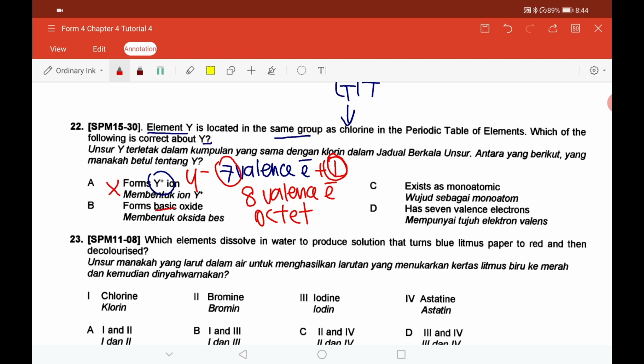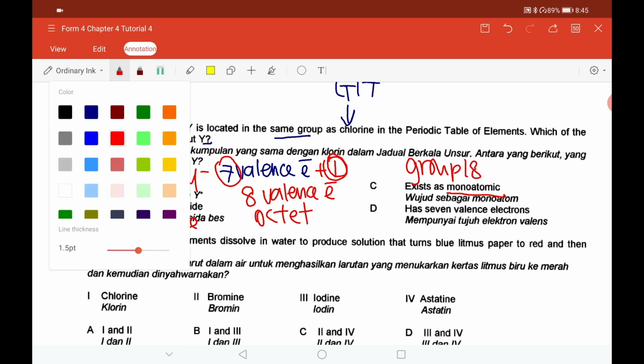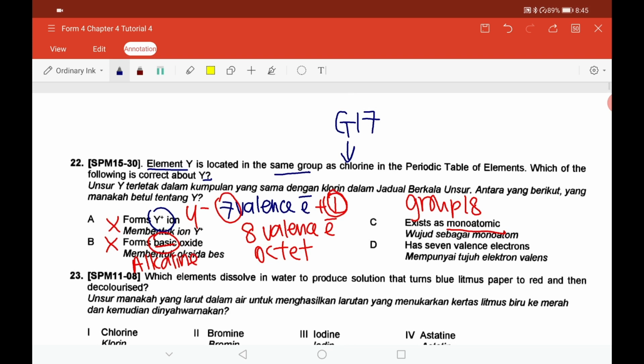B, it forms a basic oxide. Basic means alkaline, which is wrong because group 17 is acidic. Group 1 is alkaline. Group 17 is acidic. So answer B is wrong. C, it exists as monoatomic. This is also wrong because the word monoatomic refers to group 18, but we are looking for group 17. So it is wrong.